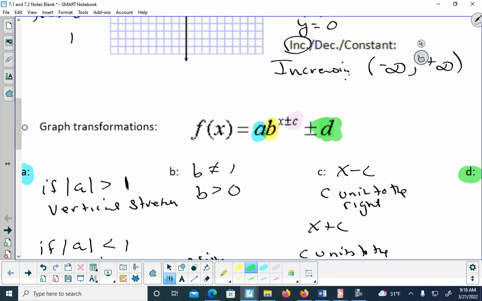Move my graph up or it's going to move my graph down. So if D is a positive D, it's going to be D units moved up. If it's a negative D, then you're going to move D units down. So what does that mean? Let's look at a couple.